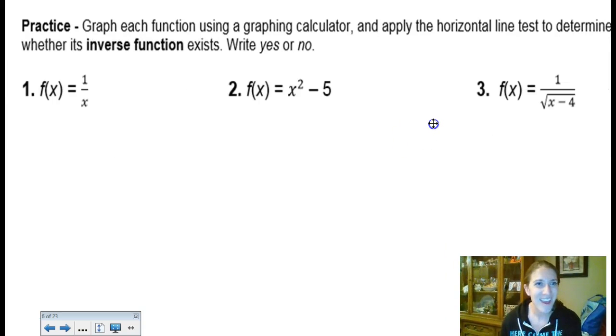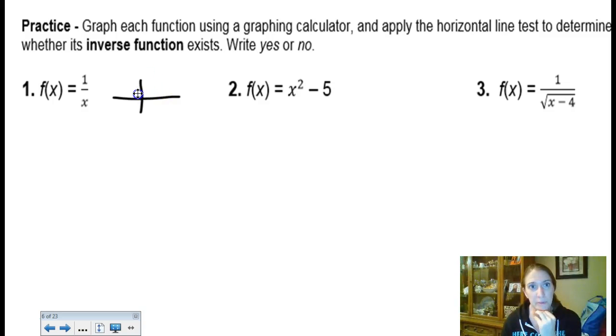All right, graph the function using a calculator, and then apply the horizontal line test to determine if it exists, right? Yes or no. So if you were to graph this one on the calculator, I just know from memory what it looks like, but you guys can go ahead and graph it. And it's going to graph a rational function.